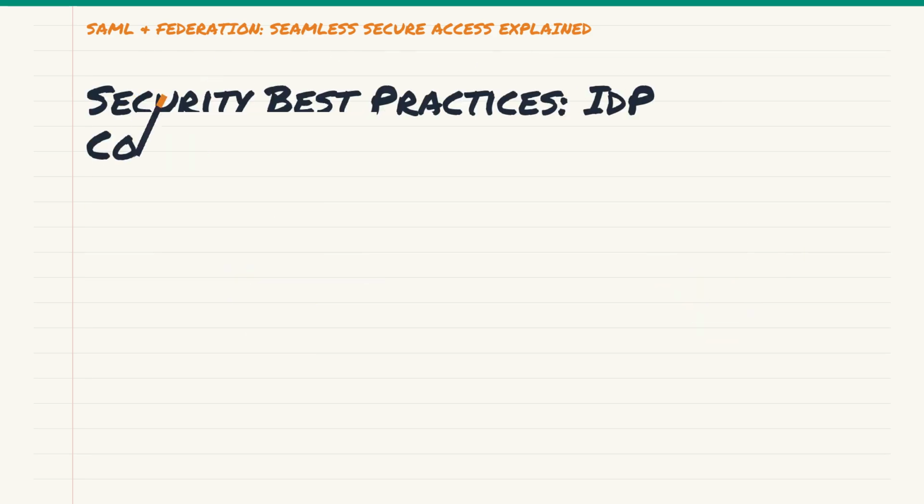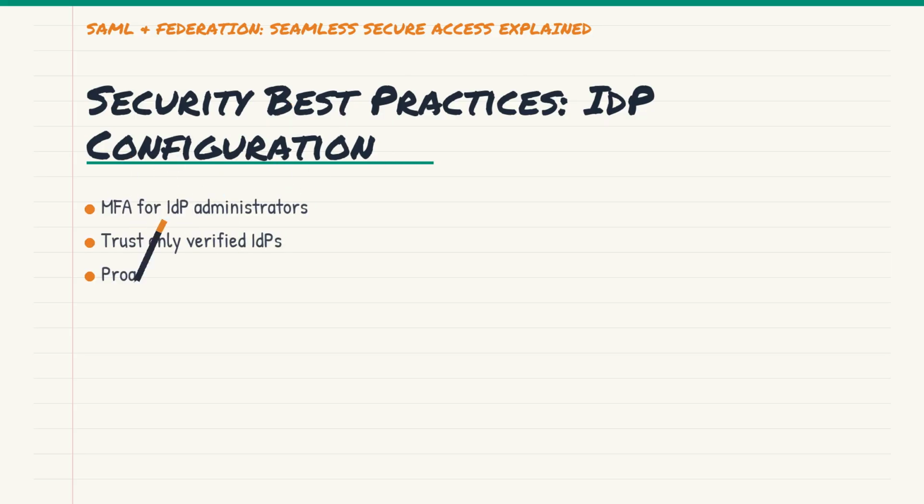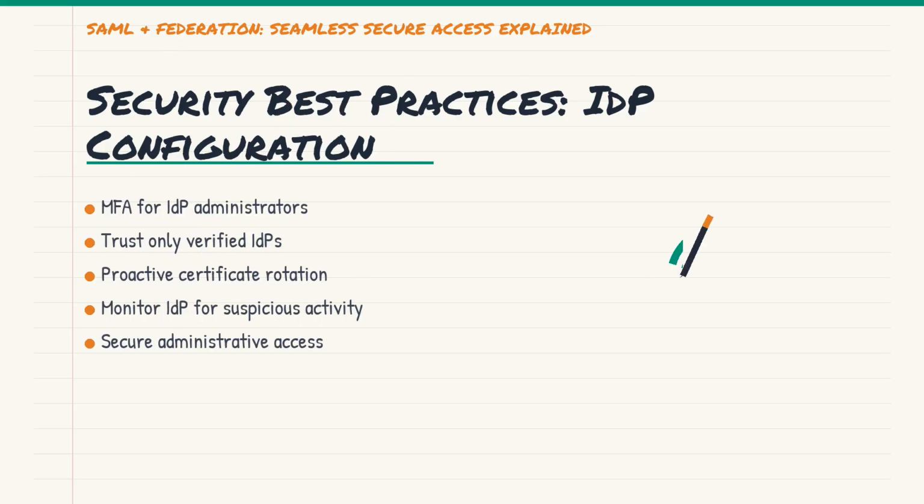For the IdP, security is paramount. Always use strong, unique credentials for administrators. Enable multi-factor authentication, MFA, for all administrative access to the IdP. Limit the number of IdPs you federate with to only those you absolutely trust. Regularly rotate signing certificates before they expire and ensure the SPs are updated with the new metadata promptly. And finally, implement robust logging and monitoring on your IdP to detect any unusual authentication patterns or assertion generation activity.